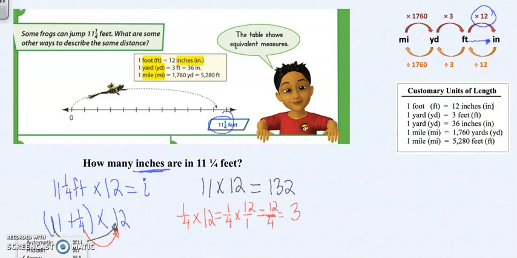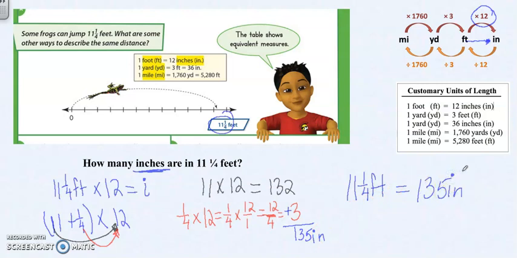So now that I have my partial products, I can add both of those parts and get my final answer. 11 times 12 is 132, plus the 3 for the 1/4 of 12, and I get 135. 135 inches. Let me make an equation. 11 1/4 feet equals 135 inches.